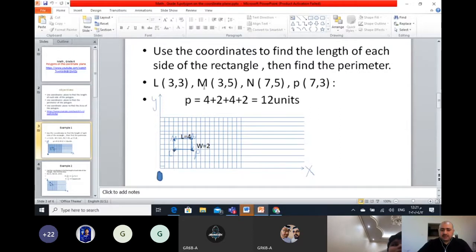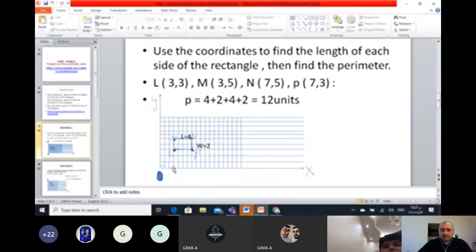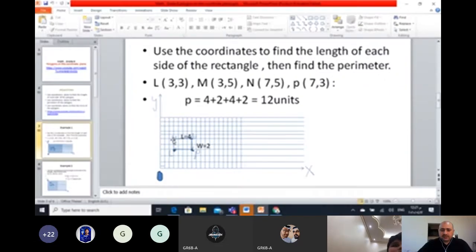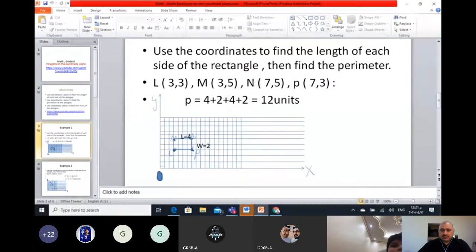The second point, M, (3, 5). 3 in x, 5 in y. So start from the 3 in the x, 1, 2, 3 from here. Then go up 5. 1, 2, 3, 4, 5. So this is the point. This is M. The third point, N, (7, 5), 7 in x-axis and 5 in y-axis.